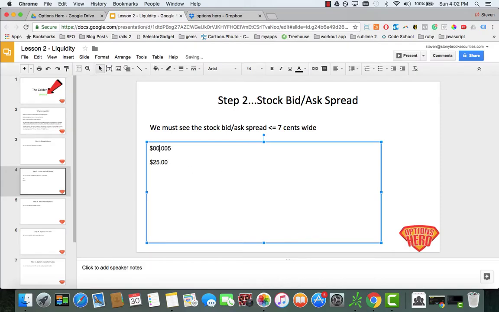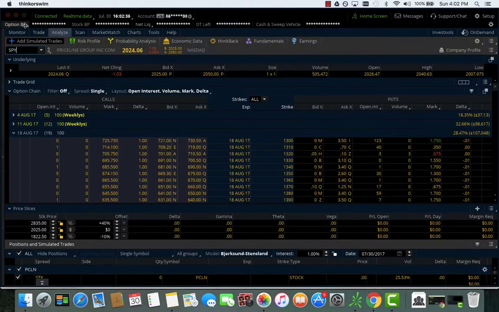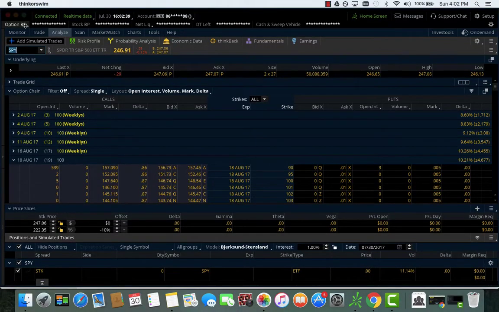So let's say we wanted to buy 100 shares of SPY. So let's go back to SPY. We wanted to buy 100 shares. And again, this is why the bid-ask spread needs to be 7 cents or less. If you wanted to buy 100 shares right now, we would pay the ask.